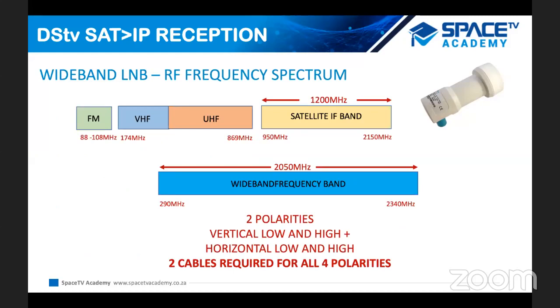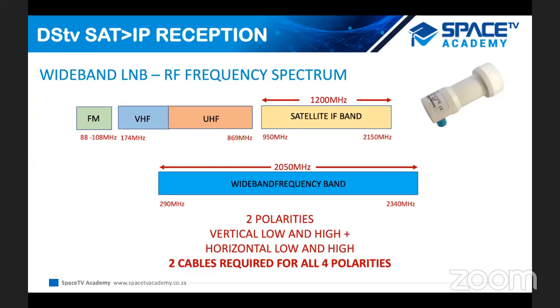So looking at a spectrum, just to give you some idea of what they've done with the wideband LNB, if you look at the top, starting from your FM band, we have VHF running into UHF, and then we have a typical satellite IF band or L band, which is 950 to 2150 megahertz. And that is what we've been using up to now for satellite frequencies, and hence the reason why we have 4 polarities to get the high and low frequencies available simultaneously.